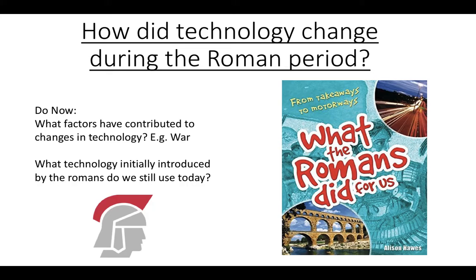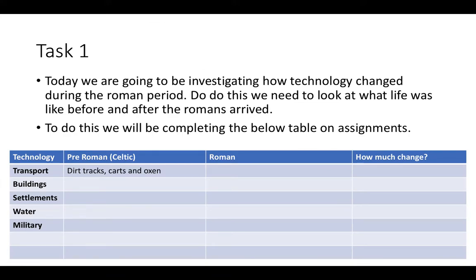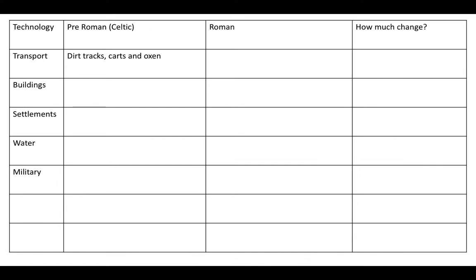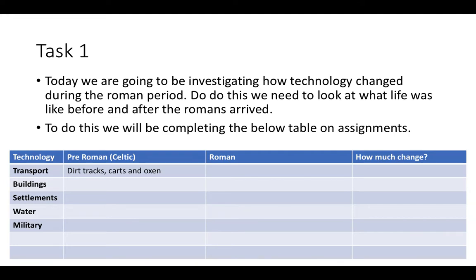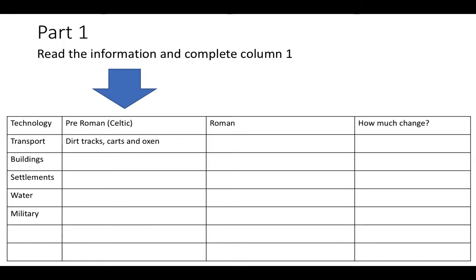So the task is going to involve using this table, and the table looks like this, and it is in your assignments. At each different part, we're going to look at a different section. I'm going to be investigating how technology changed during the Roman period. But to do this, we also have to look at what life was like before, and then we need to compare it to what it's like when the Romans arrived. So at different times, I will tell you which column to be filling in at a time. So we're going to start here.